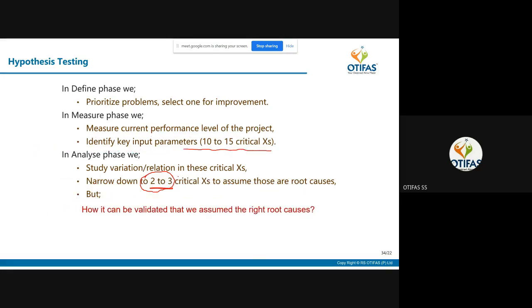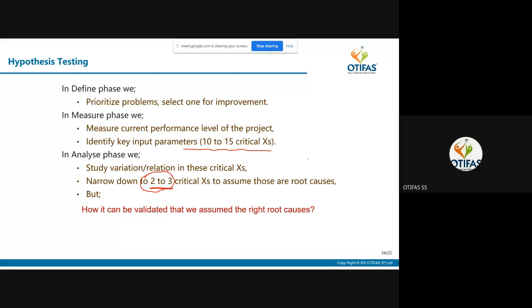Now, you are doing this analysis with the help of data, of course, no doubt. But even then, can you predict that these are the real root causes? Of course, you have validated from the data. But even then, can you say this is 100% the thing? Can you say that? Suppose you found the causes of some problem.